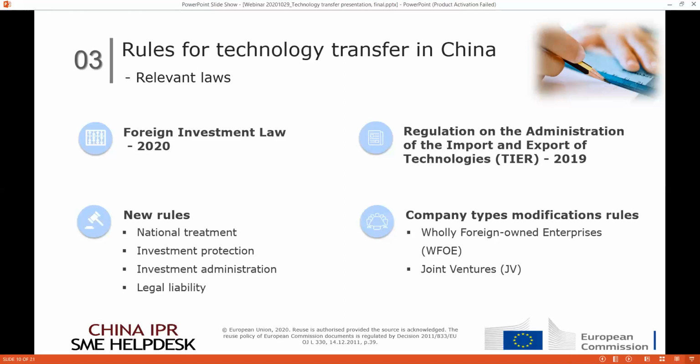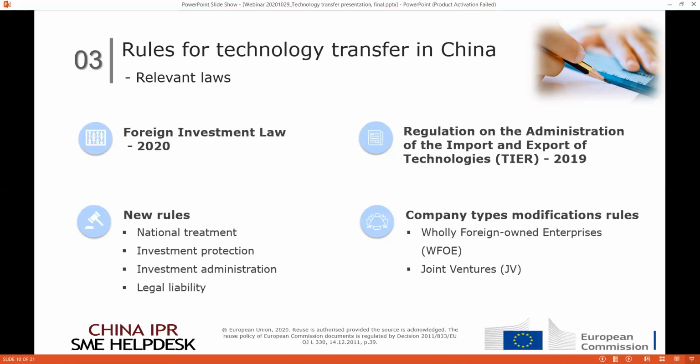And this rule also applies a prohibition on requiring a foreign company to be forced to transfer technology. This was one of the main concerns for EU companies, whether they would be forced to transfer technology. But according to this law, no company should be required to do that. So if that situation happens, there is the possibility of complaining.